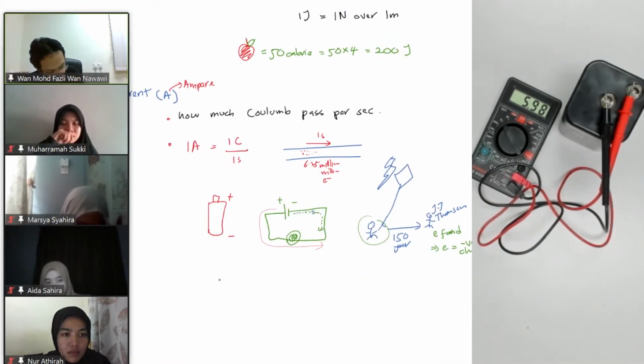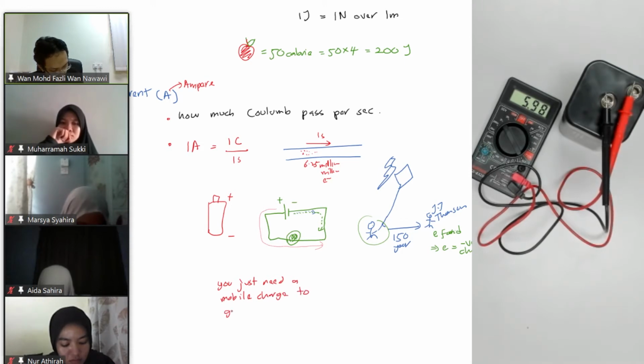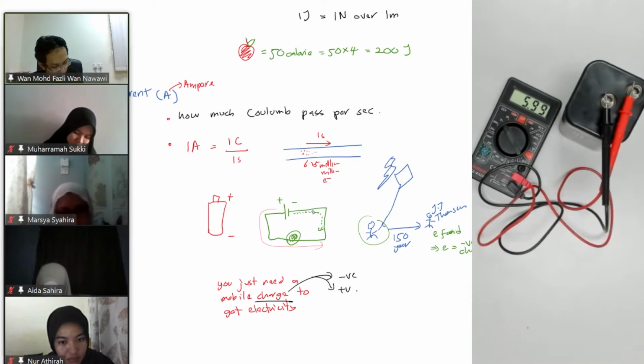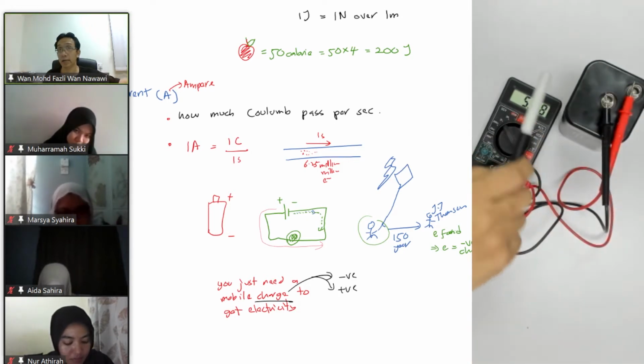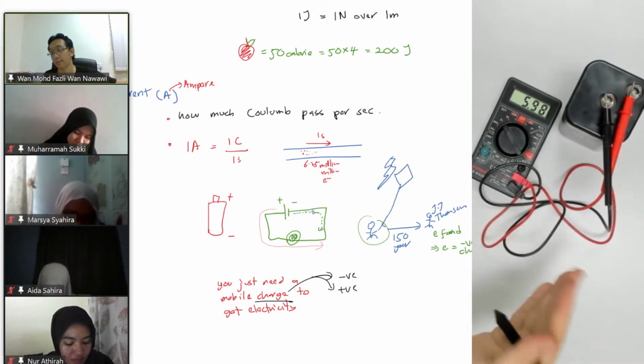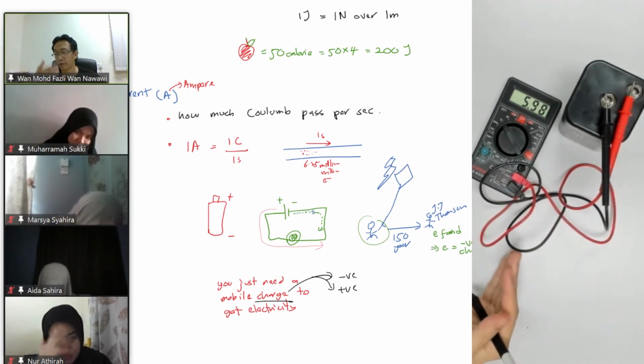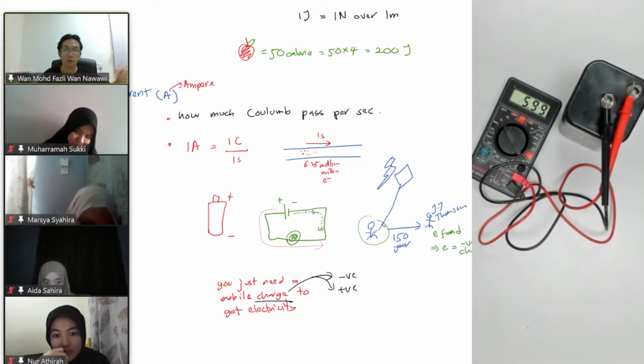You just need a mobile charge to get electricity, and the charge can be positive or negative. In the normal electricity case, you use a metal wire, so the free electrons are moving, so that's charge moving. But it doesn't necessarily need to be electrons moving. If, let's say, the proton is moving, especially in liquid, then it also can conduct electricity.